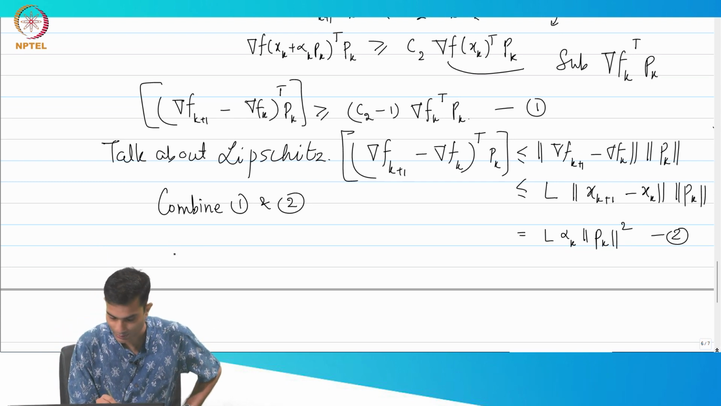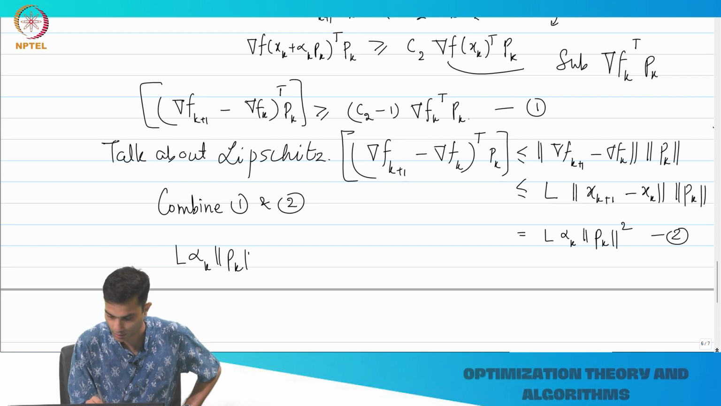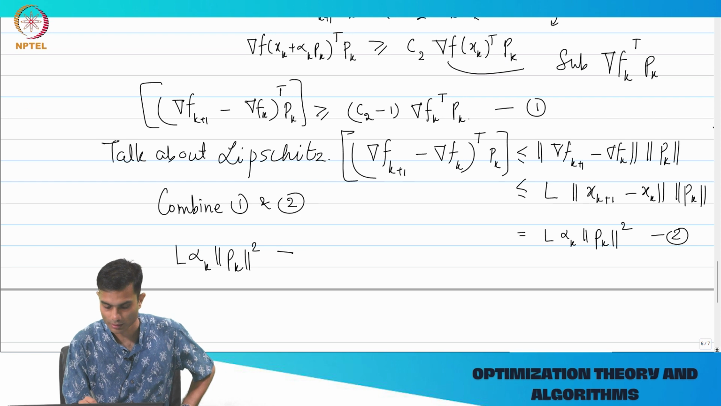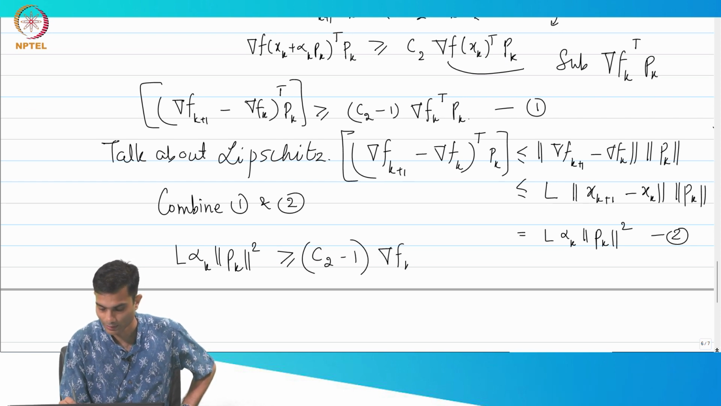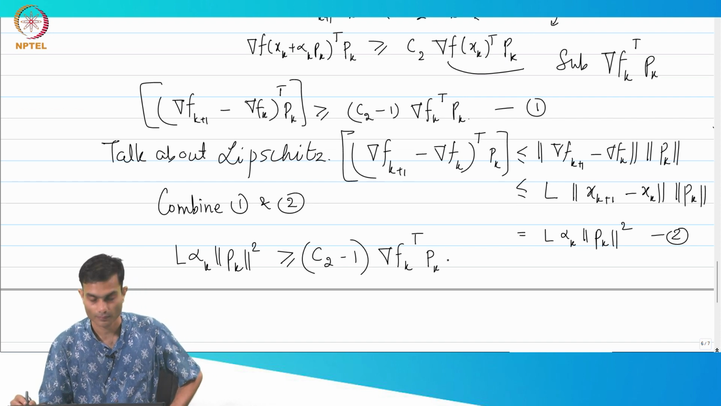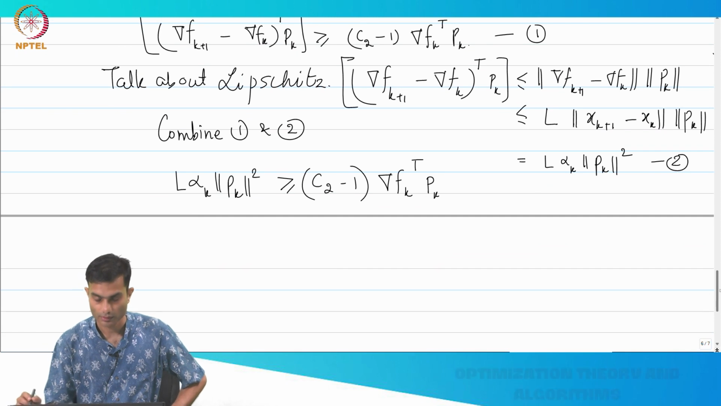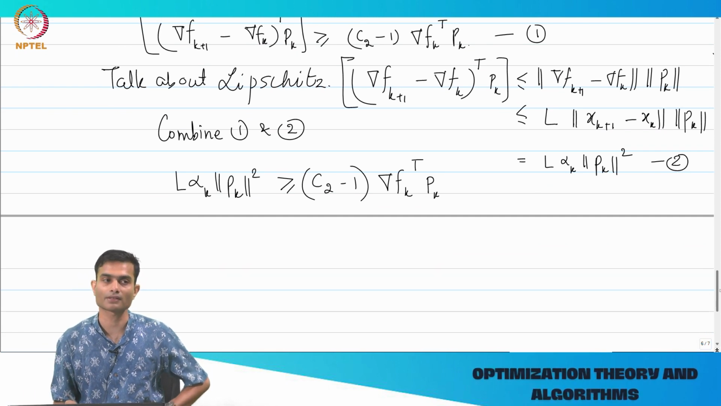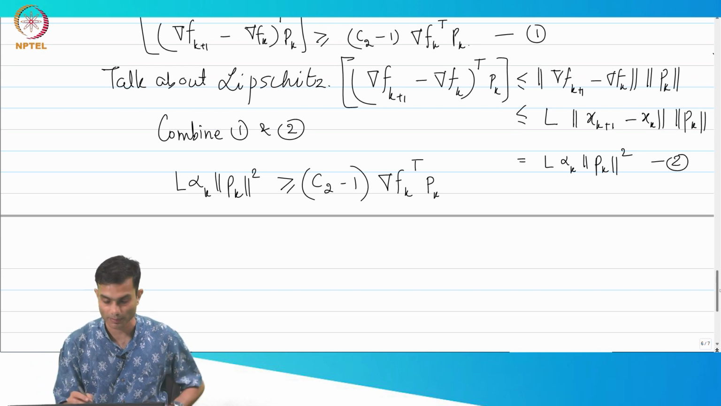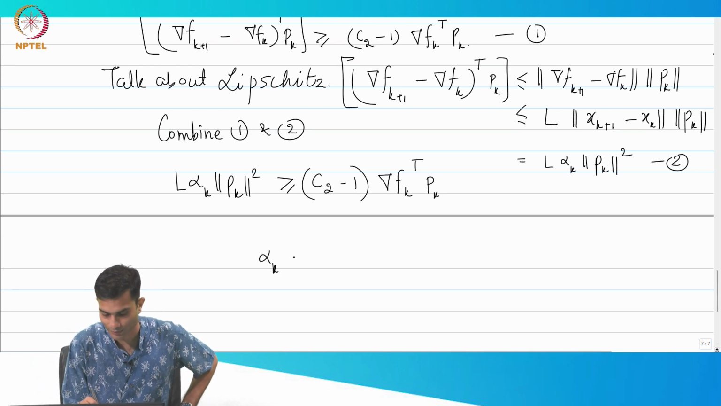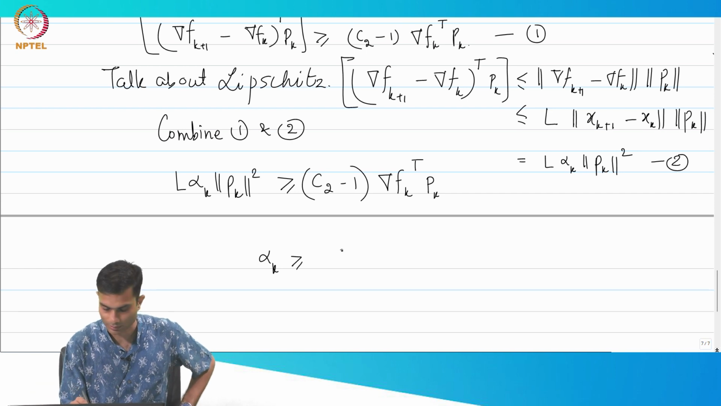I am going to get that L times alpha k times norm of pk squared is greater than or equal to (C2 minus 1) grad fk transpose pk. Right. So this is actually giving us a very interesting inequality on alpha k. We thought we could take any really small number, but what this is saying is alpha k is actually like this.